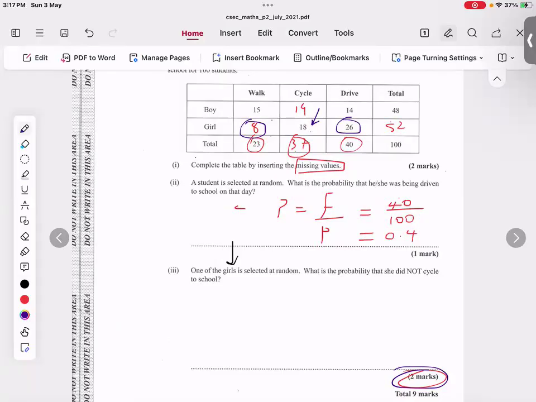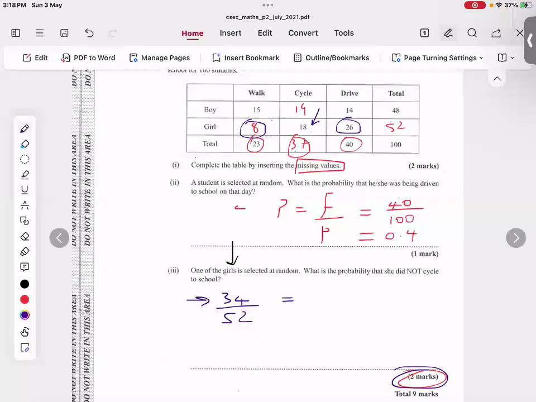So you see, after we add the 18 and the 26, we get 34. Right? We have to divide the 34 by 52 and not 100. Because if you divide it by 100, you'd be comparing the amount of girls that did not cycle to school based on the population. It said girls selected at random. So it had to be a girl from the group of girls. So the 34 here.